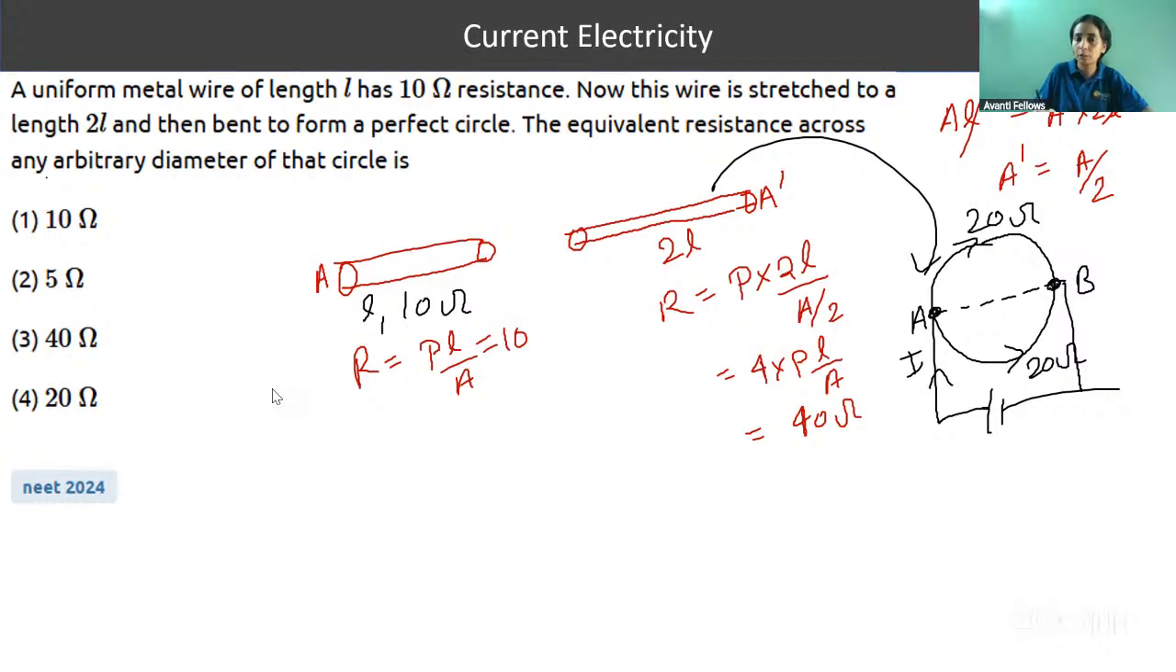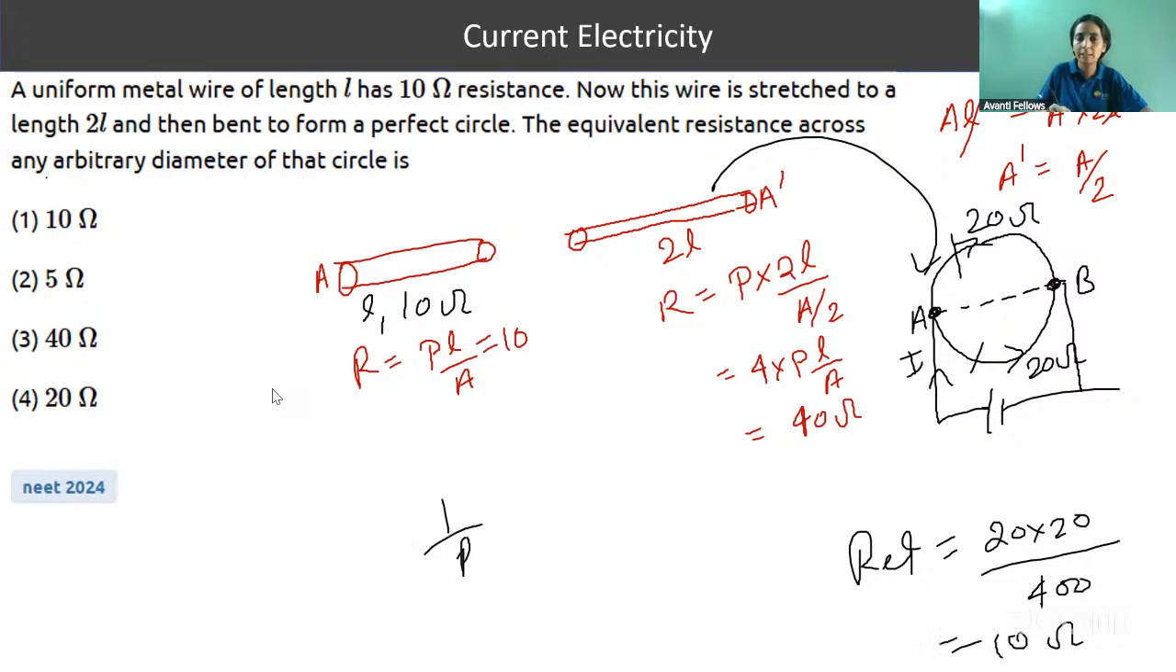Equal currents are going. What will be the potential difference across A and B? It will be the same, okay? So this 20 and 20 ohm are in parallel. So R equivalent will be how much? 20 into 20 by 40, 400 by 40. So this is equal to 10 ohm, right?